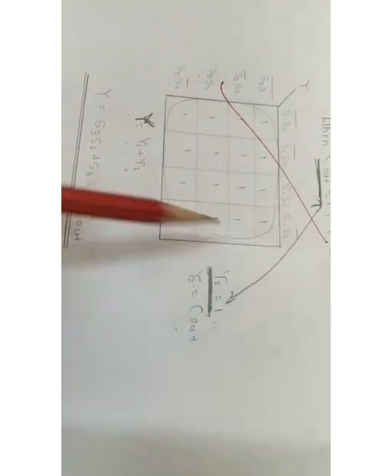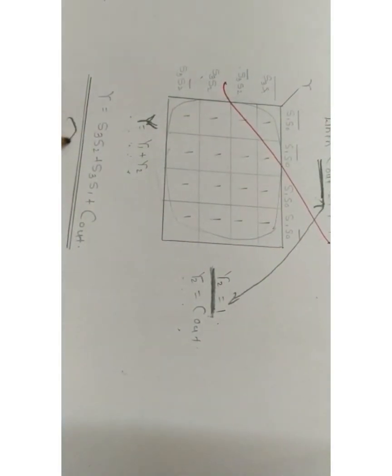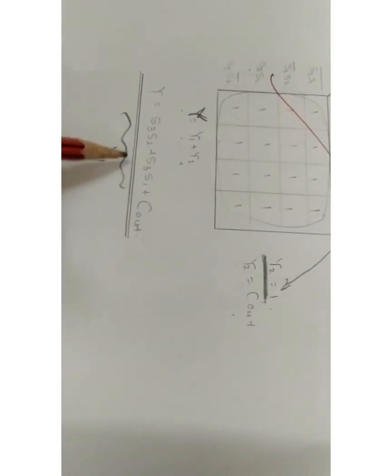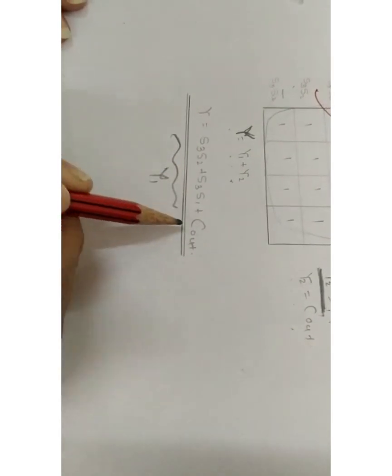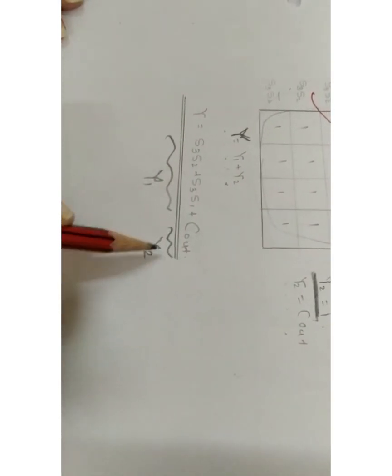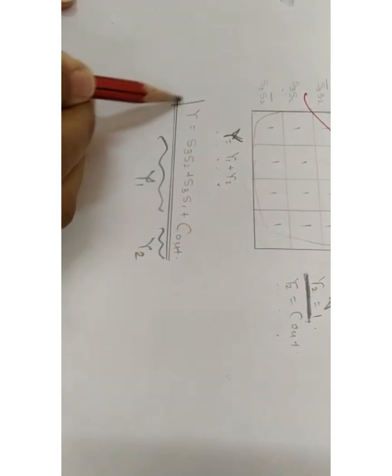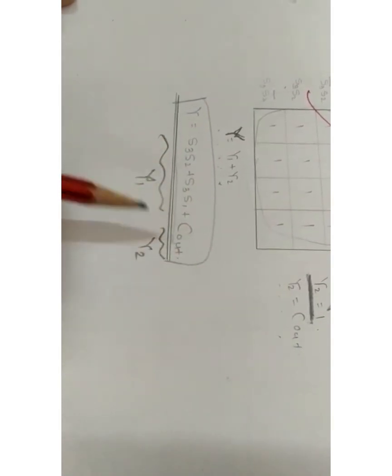Now what is the y1 equation? S3 S2 plus S3 S1. This is my y1 equation, and this is my y2 equation. So that is nothing but your C out. So this is your total y you are getting here. Okay, so now how am I going to implement that on my circuit?